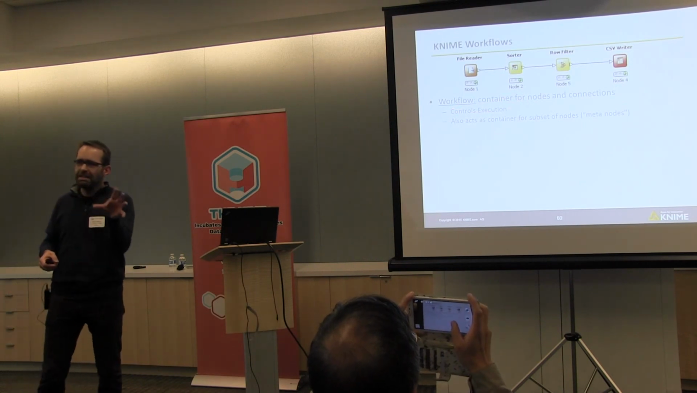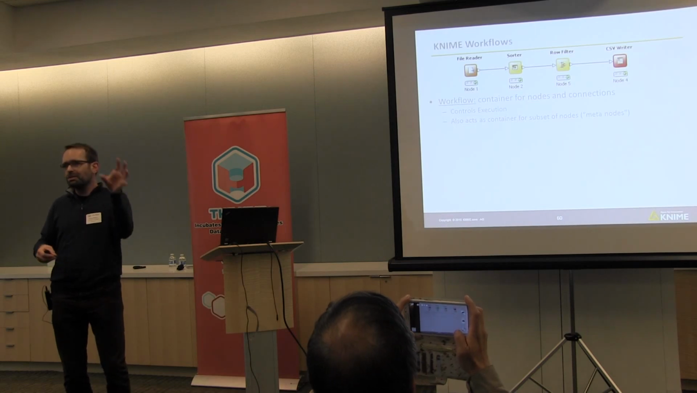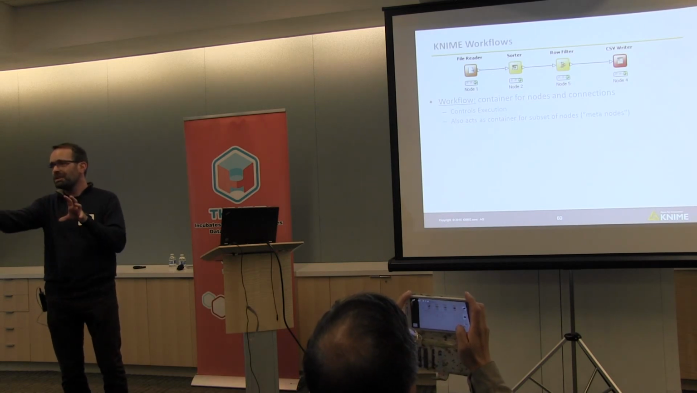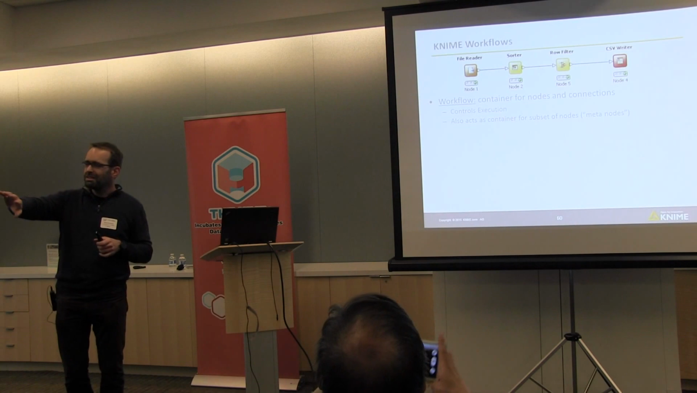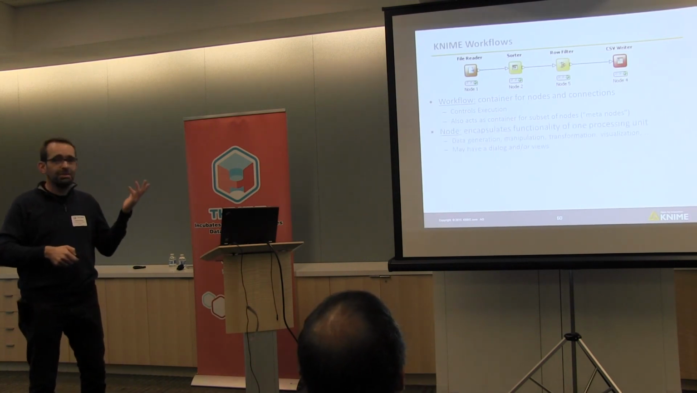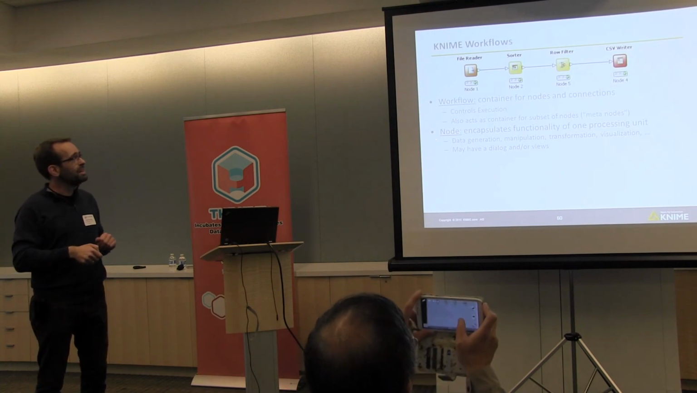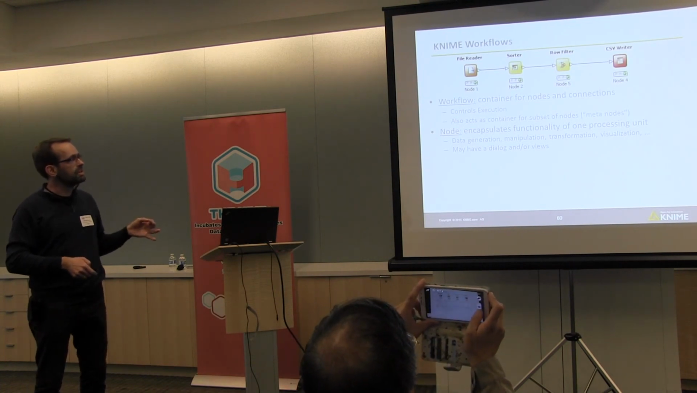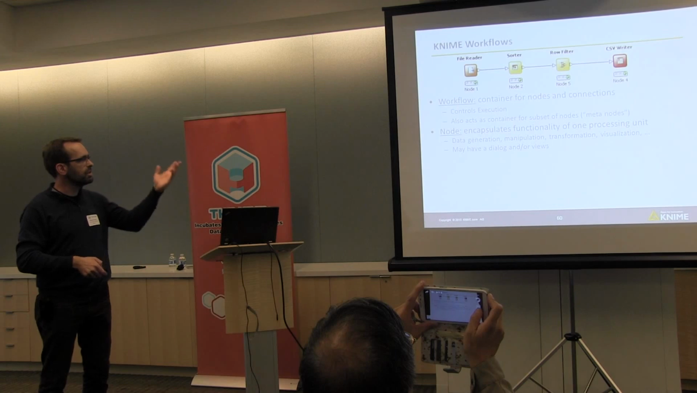The funny thing is, these meta nodes that I showed you are just workflows, right? So it's just a nested hierarchy of these workflows, and ultimately at the leaves of this hierarchy you find nodes, right? And the nodes are literally node.java, if you look into the code, and encapsulate the functionality of one processing unit for data generation, manipulation, all of the things I've shown you.